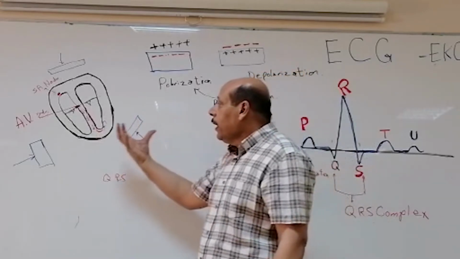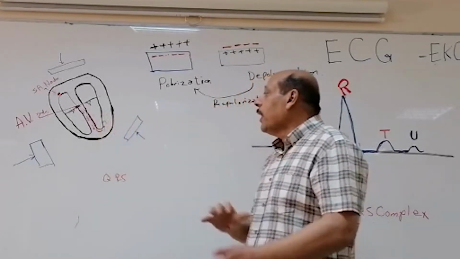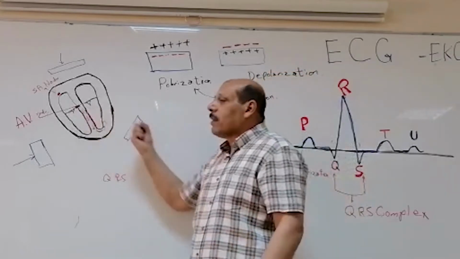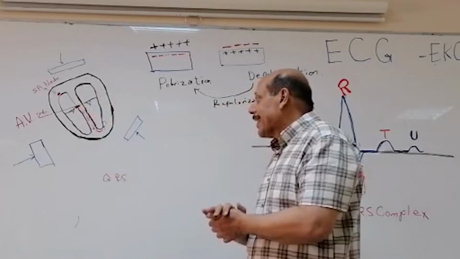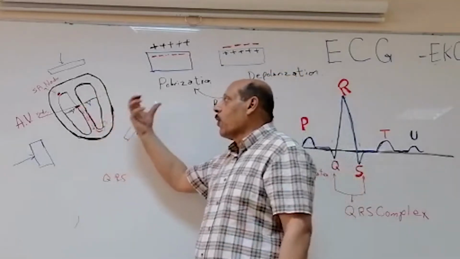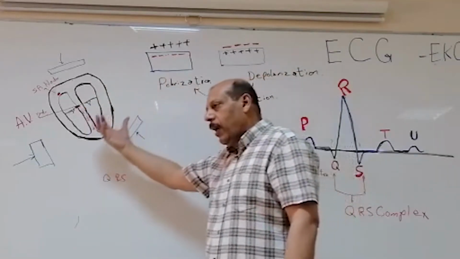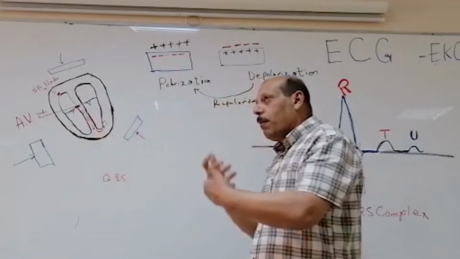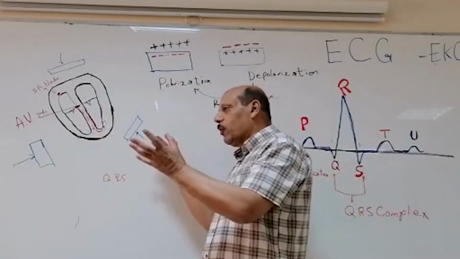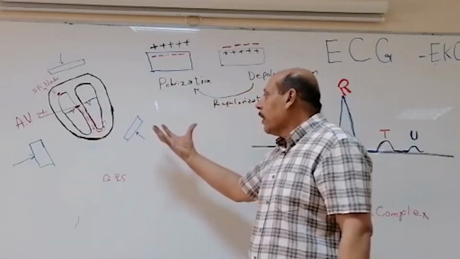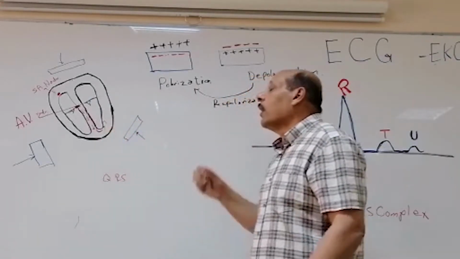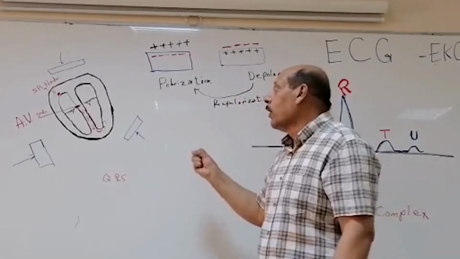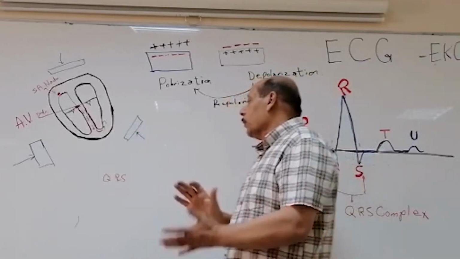So any deficit or any problem within the transmission of the electrical impulses in the heart muscle, from the SA node to the AV node to the bundle and to the bundle branch, that interferes with the contraction of the heart, will be detected by those leads.